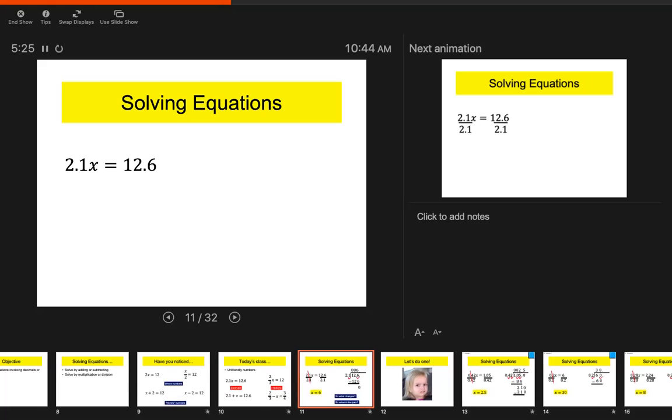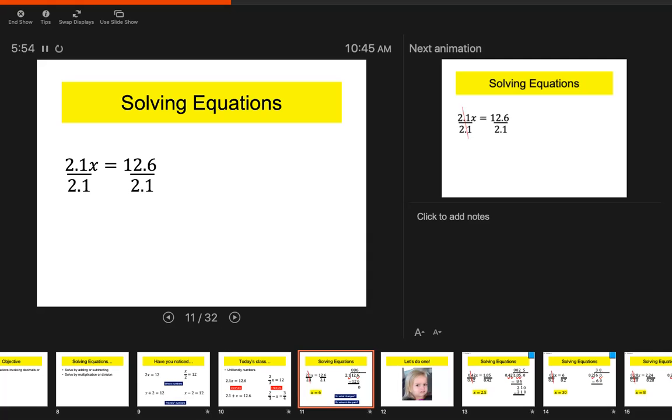I'm going to choose to do more decimals than fractions because last chapter was all on fractions. Here we go. You said x is on the left side, attached by 2.1 by multiplication. Therefore, we're going to divide both sides by 2.1.